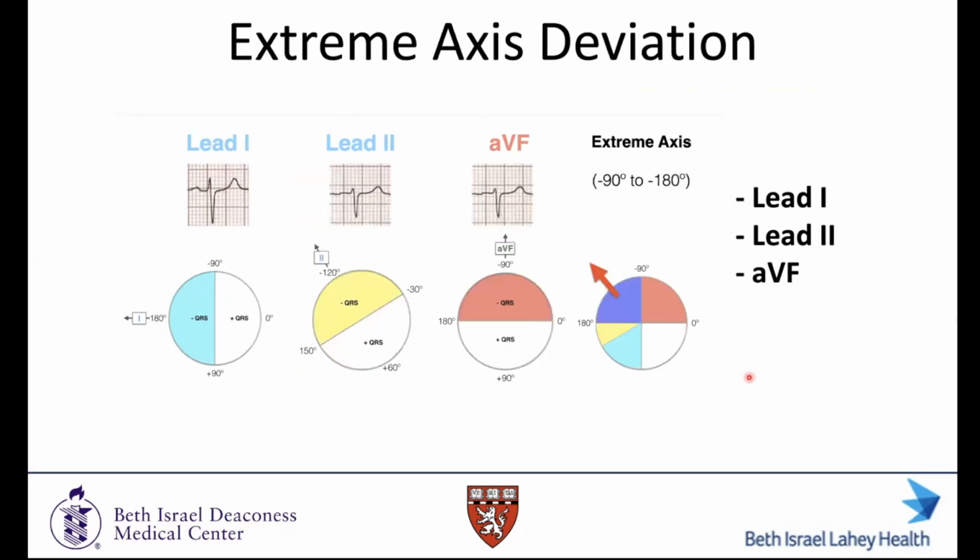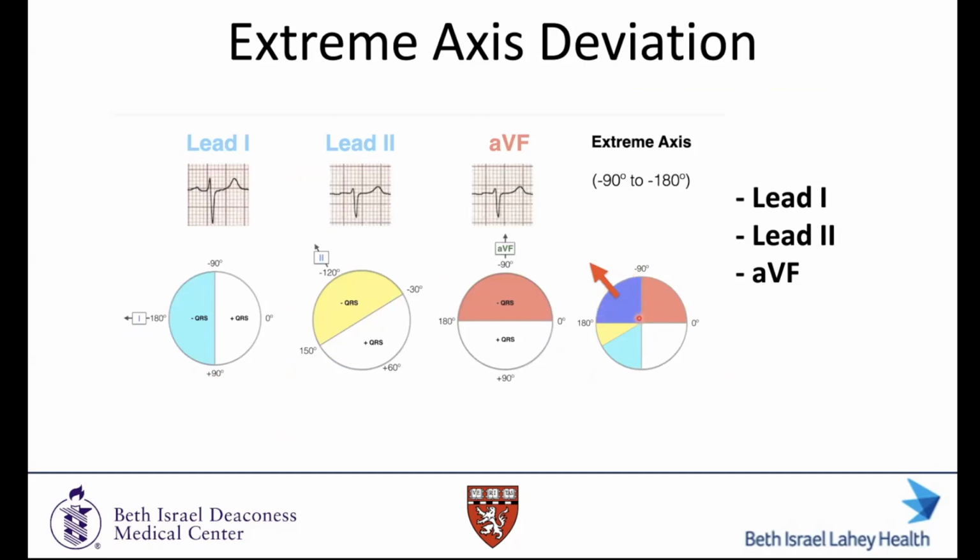And then we have our extreme axis deviation. In an extreme axis deviation, we're negative in leads 1, 2, and AVF, which puts us with an overlapping region of -90 to -180, consistent with an extreme axis. So here, AVF can be somewhat helpful.